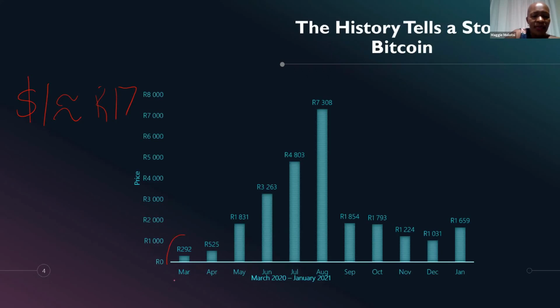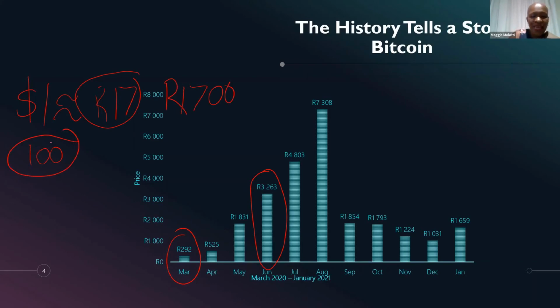By March, it was almost 300 Rands for one coin. By June, 3,000 Rands for one coin. Imagine if again you had gotten yourself 100 coins of Bitcoin Vault when it was 17 Rands, which means you would have spent 1,700 Rands and got yourself 100 coins. Imagine now you got them in December of 2019. Now it's June of 2020. It's almost 3,000. Let's look at 3,000. Your 100 coins, when one coin is 3,000 Rands, your 100 coins.